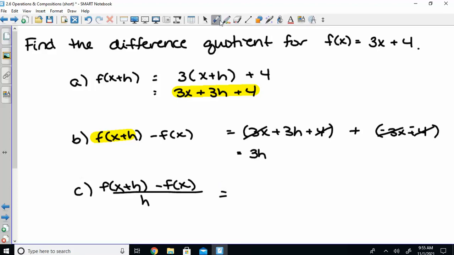Step C, we have f of x plus h minus f of x, but that's just what we worked out. So we just take that answer divided by h, and we get... So these difference quotients, if you have a lot at once, you just break it up. You're just working out one piece at a time, and you take that answer, and that's the starting of the next one.